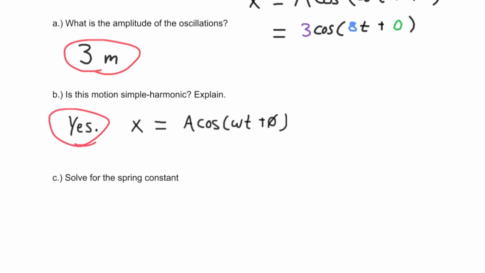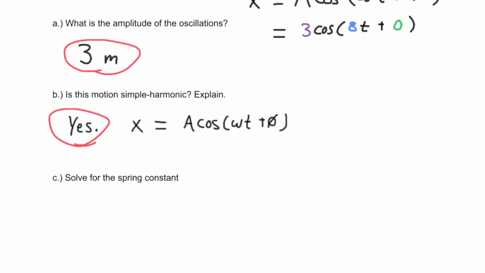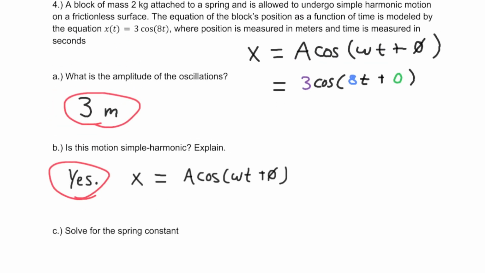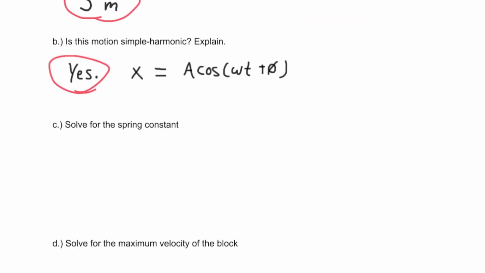Solve for the spring constant. Well, all we're given is the function. So we have to figure out what about this function tells us the spring constant. And it is definitely not the amplitude, because the amplitude has nothing to do with the period of oscillation. So it must be related to this 8 inside, which is our angular frequency.